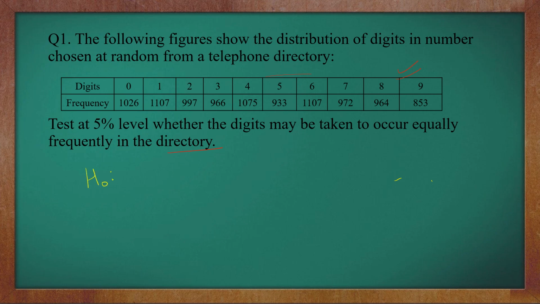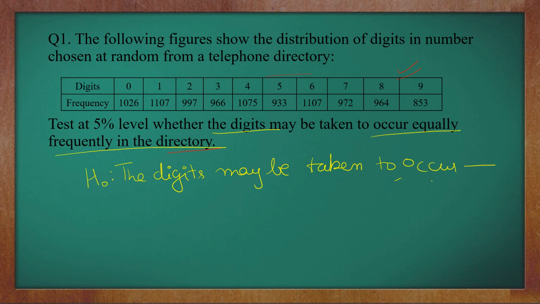First of all, take the null hypothesis. Null hypothesis means whatever is given to you will go accordingly. So you will say the digits may be taken to occur equally frequently in the directory. We will write the same thing over here. And the alternative hypothesis is the same thing, but the digits may not be taken to occur equally frequently. Rest of the things will be as it is, because the chi-square test will not check your null hypothesis. It will just calculate or evaluate your observed data. Okay, shall we start now?